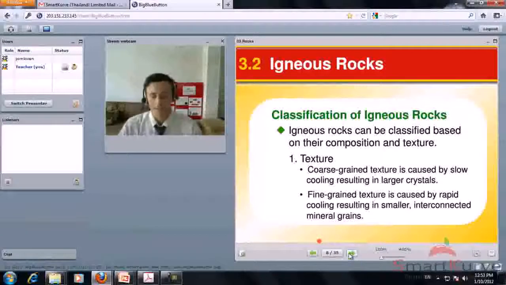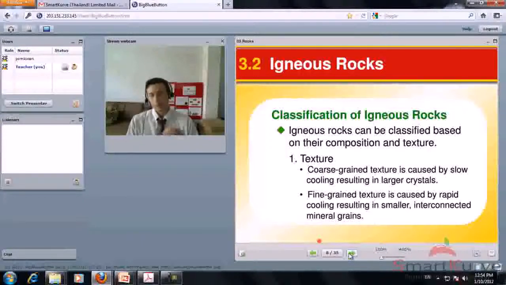All right, texture means how a surface feels. For example, this table would have a very smooth texture, but certain rocks have a very rough texture. The texture of a rock can tell us a lot about how it formed. We can learn about the formation of a rock by its texture.